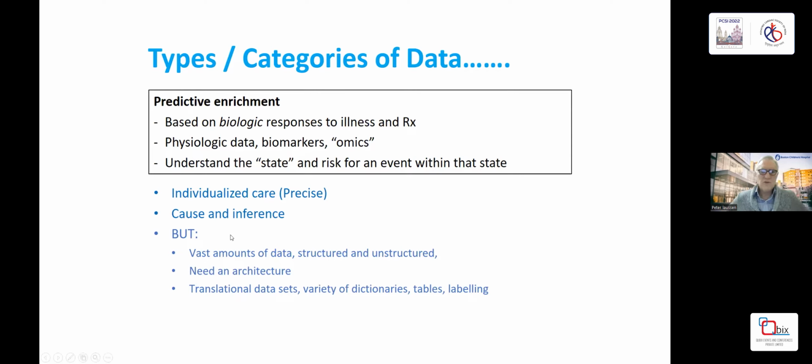But there's a problem here too. Vast amounts of data, captured, some of it structured, a lot of it unstructured. And it needs an architecture that enables us to use it and to feed into models that we can then use at the bedside. And that's a problem because these translational data sets come with a variety of dictionaries and definitions and tables and labels. There is not a consistent pathway that we follow that enables us to standardize this. And this is driven by various vendors and monitoring companies and so forth. It's to their advantage. It's not to the patient's advantage.